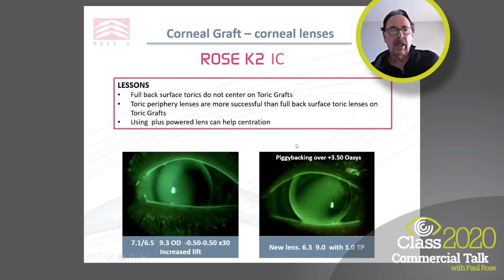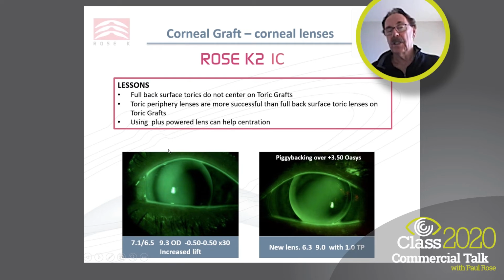If you look here, this is the original lens I fitted, a toric back surface, which is mislocating. Here is a toric periphery lens, Rose K, over a +3.50 Oasis. And although we still have some pooling centrally, I have got much better centration than I had before. So my lessons were: full back surface torics do not center well on toric grafts. Typically, fitting a back surface toric corneal lens on a graft is not successful. Toric periphery lenses, however, are more successful on toric grafts than full back surface.